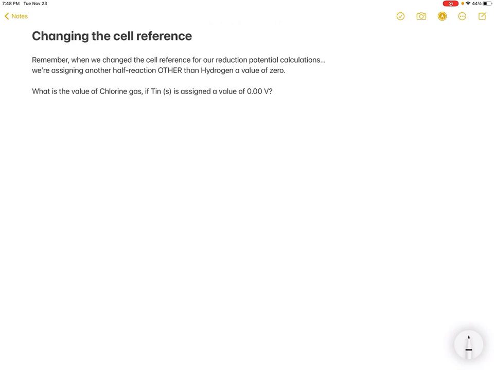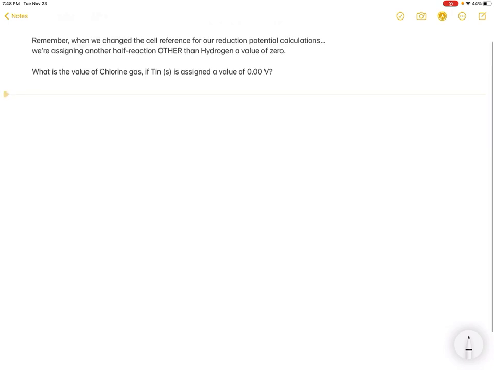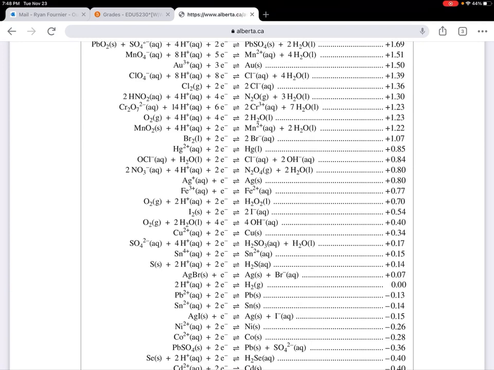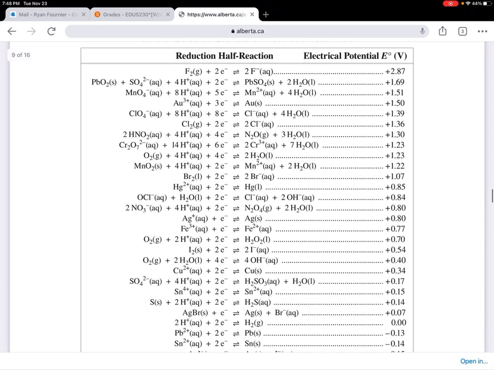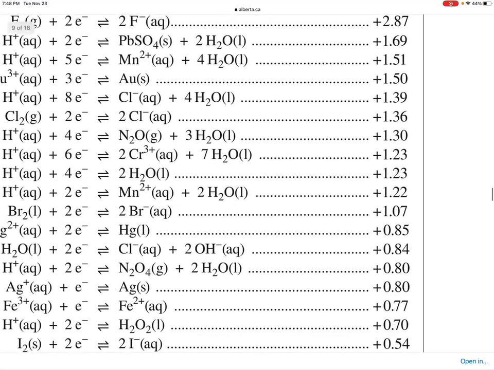data booklet. So let's say I have here, and again, I'm kind of calling us to remember that when we change the cell reference for our reduction potential calculations, we're assigning another half reaction other than hydrogen with the value of 0. So let's say, what's the value of chlorine gas if tin is assigned a value of 0.0? Now, when we go over here, and let me just go on to the data booklet here, we see that chlorine naturally has a value of about 1.36.